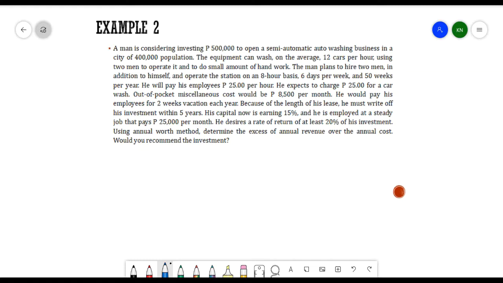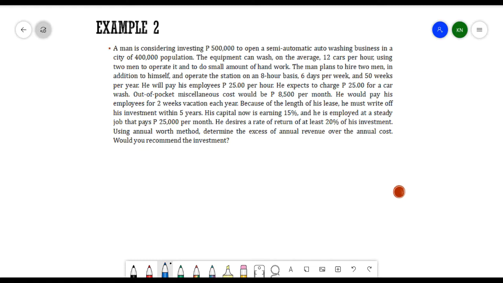He will pay his employees 25 pesos per hour. He expects to charge 25 pesos for a car wash. Out-of-pocket miscellaneous cost would be 8,500 per month. He would pay his employees for 2 weeks vacation each year. Because of the length of his lease, he must write off his investment within 5 years, and his capital now is earning 15%, and he is employed at a steady job that pays 25,000 pesos per month.